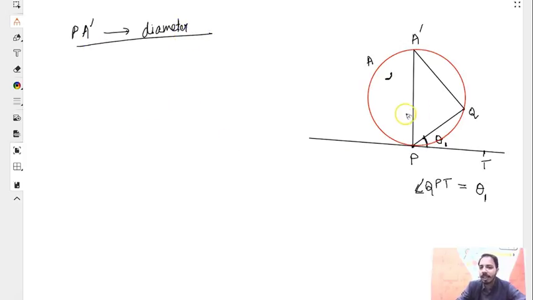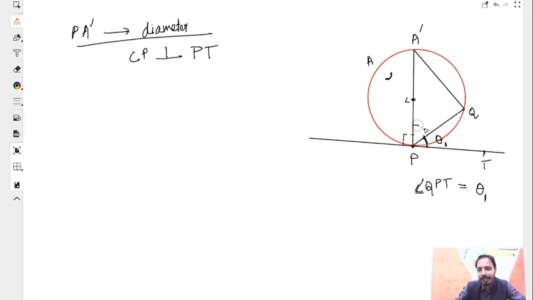If this is a diameter, that means what? There is a center somewhere here. That means CP is perpendicular to PT, because this is the radius at this point. This is what we have learned at the starting of this class, right? So now we know that this angle CPT is 90 degrees and this is theta 1.